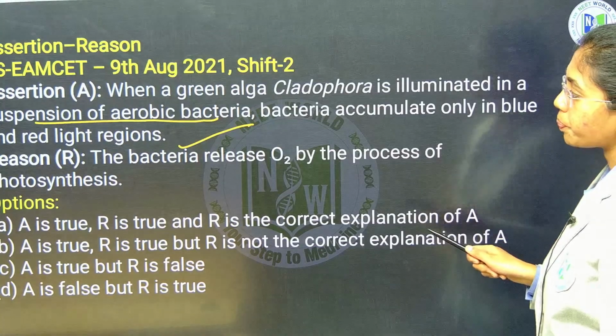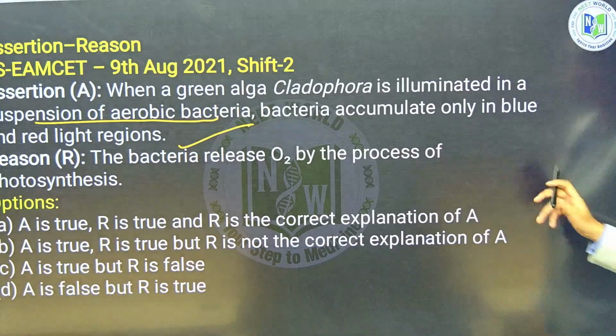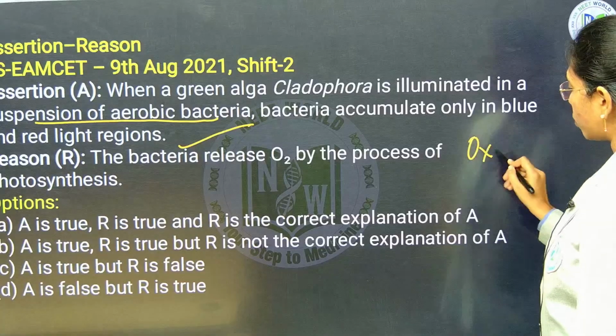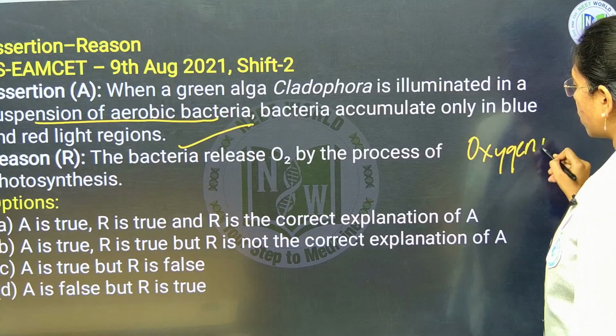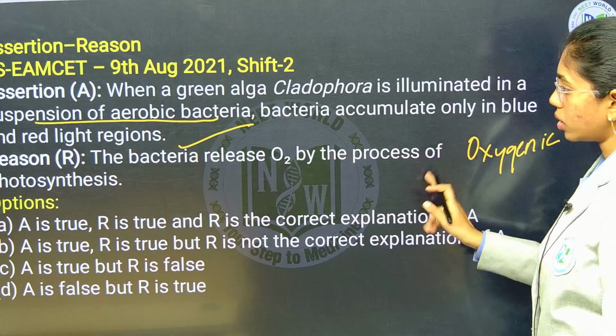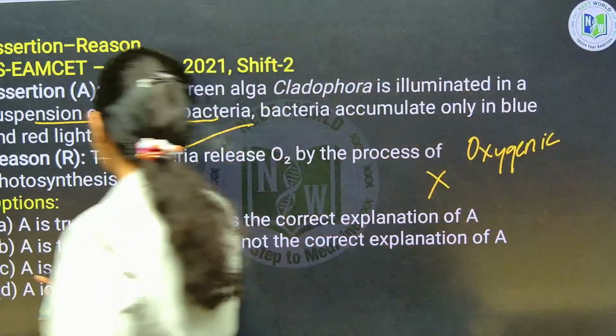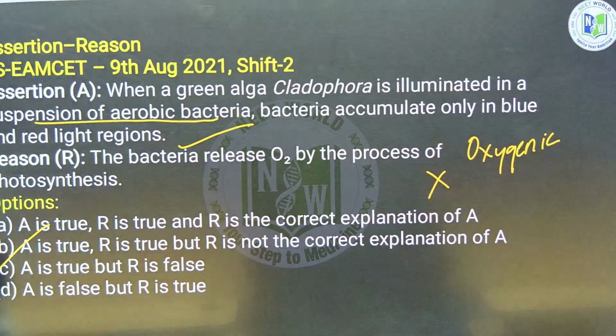Yes, but what type of photosynthesis has to be mentioned? It is oxygenic photosynthesis. So, as it is not specifying which type of photosynthesis, you cannot consider R as the correct statement. So, it will be A is true and R is false. Option C.